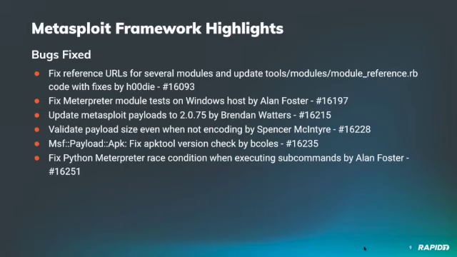We have the URL references in many modules, and the tool used to update that was fixed up by community member Hoodie. Alan David Foster also fixed up the interpreter module tests on Windows. Brendan Waters updated the Metasploit payload gem to 2.0.75, which I believe also included a test. I myself fixed an issue where payload sizes were not being validated when encoding was not taking place. Community member B. Coles fixed an APK tool version check that was being reported by some of our community members. And our own Alan David Foster also fixed a Python interpreter race condition that was occurring when executing some subcommands.